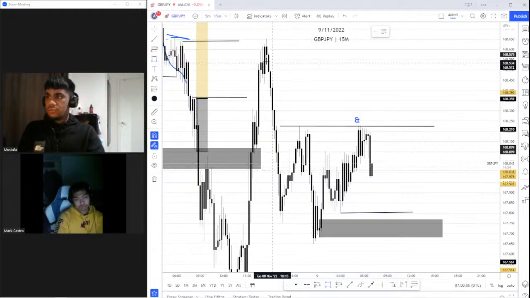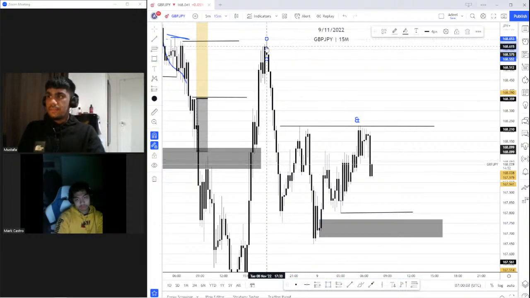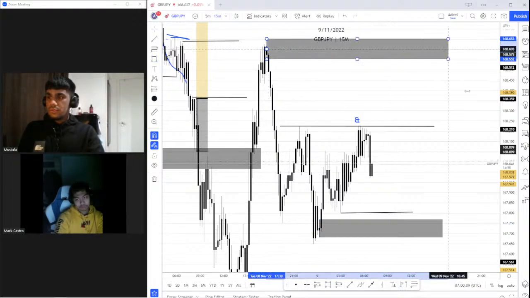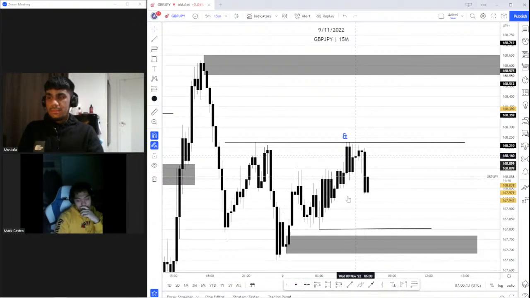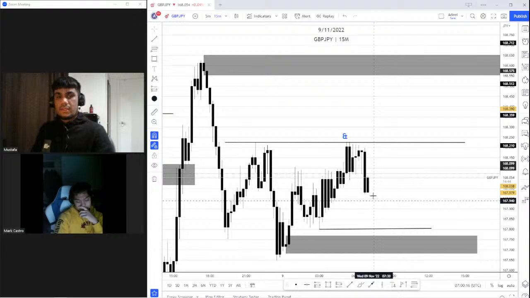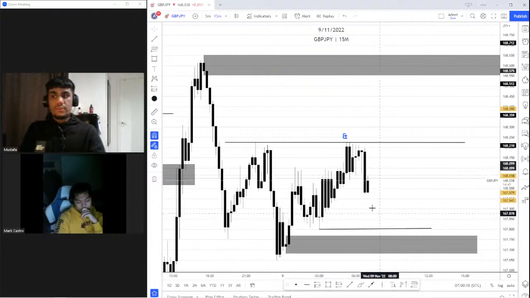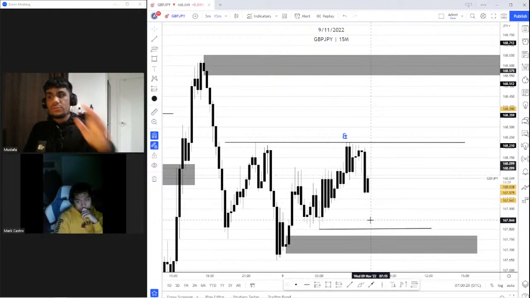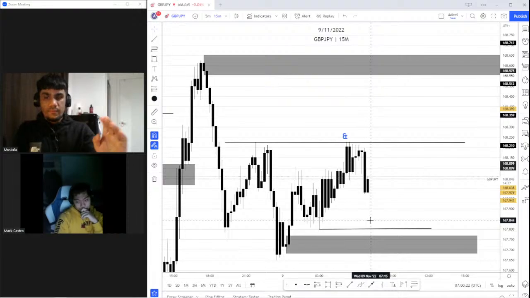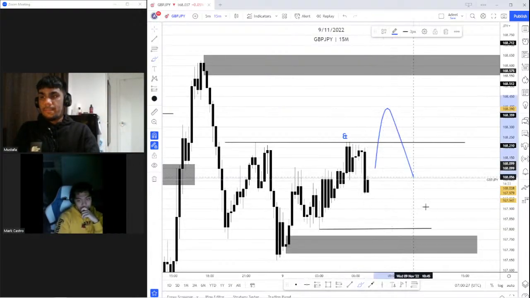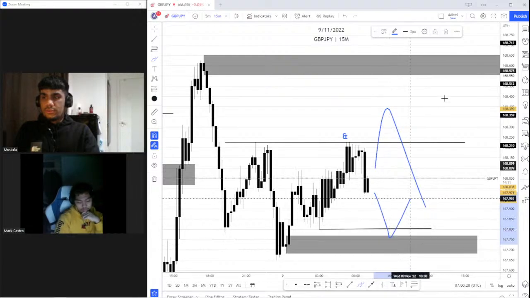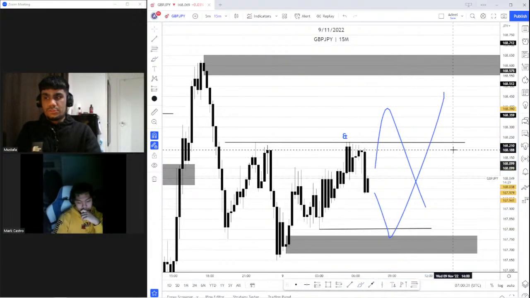Above here too, we've got zones to target. So yeah, that's the areas I'm looking at. Maybe if I see something nice in between this zone, I might still take buys, but it depends on what the candles are showing me. I'm going to be careful. But in general, the ideas are bish, bash, bosh as usual. That's what I'm looking at.